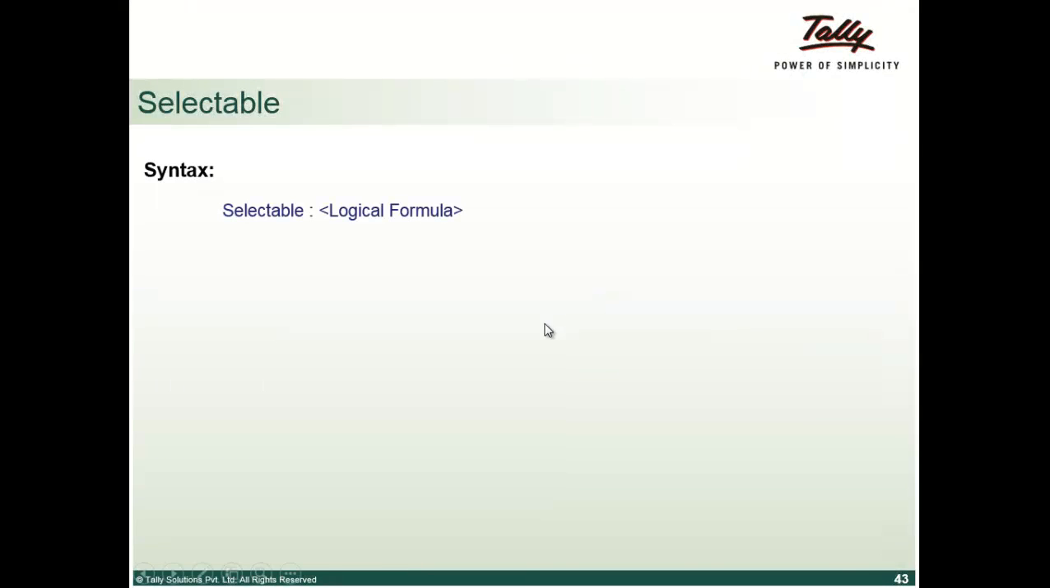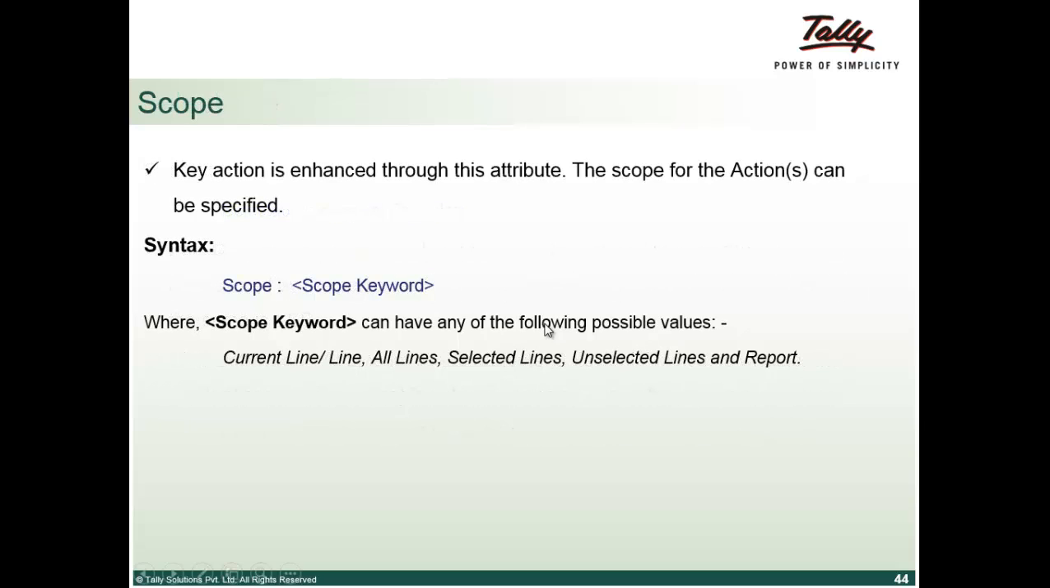So moving on to the next attribute, which is the scope attribute. This is an attribute of a button or a key, and the key action can be enhanced through this attribute. The scope for the actions can be specified. The scope keywords available are current line, line, all lines, selected lines, unselected lines, and reports. You can use this in combination with the selectable attribute of the part.